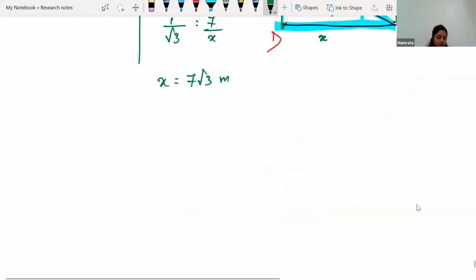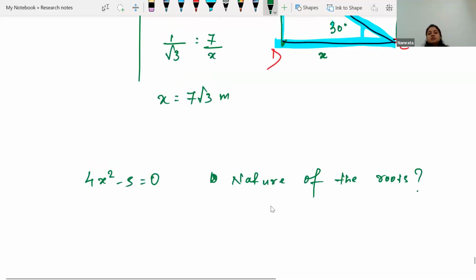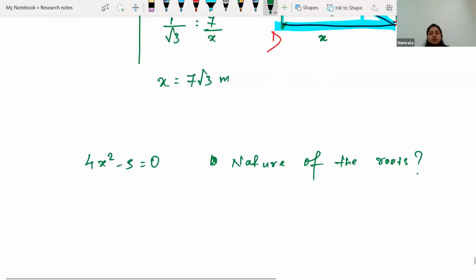You tell me what to do over here. A quadratic equation is 4x square minus 5 equals 0. We have to find the nature of the roots. What will be the nature of the roots of this quadratic equation? What to do over here?